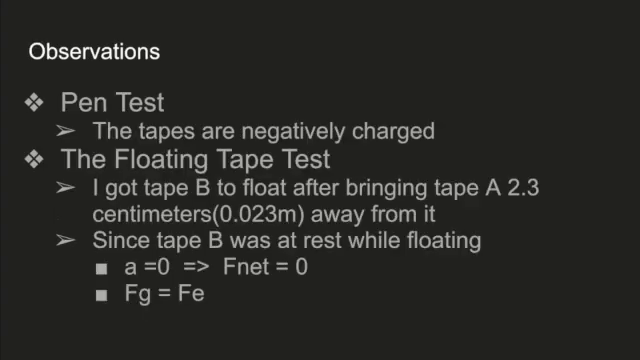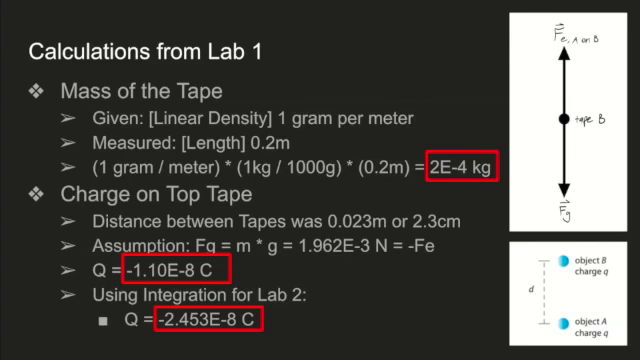So the pen test proves that the tapes are negatively charged, and the floating tape test from Lab 1 gave me a distance of 2.3 centimeters before the upper tape reached equilibrium, showing that the magnitude of the force due to gravity and electric force are equal. So here are the calculations from Lab 1 that I used to find the mass of the tape and the charge on the top tape. But in Lab 2, we're going to be using the integration from class, where we integrate the charge across the whole area and its effect on a single point on a symmetry axis.